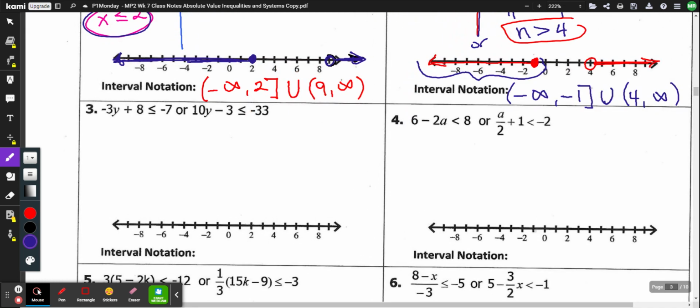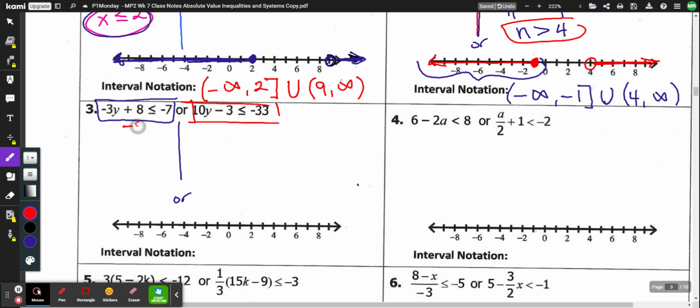Actually, I'm just going to do one more for you guys. How do I do this? Let's close this. Oops, sorry, guys. Give me a sec. So remember, draw the line. That's my or. I'm going to solve each inequality separately.